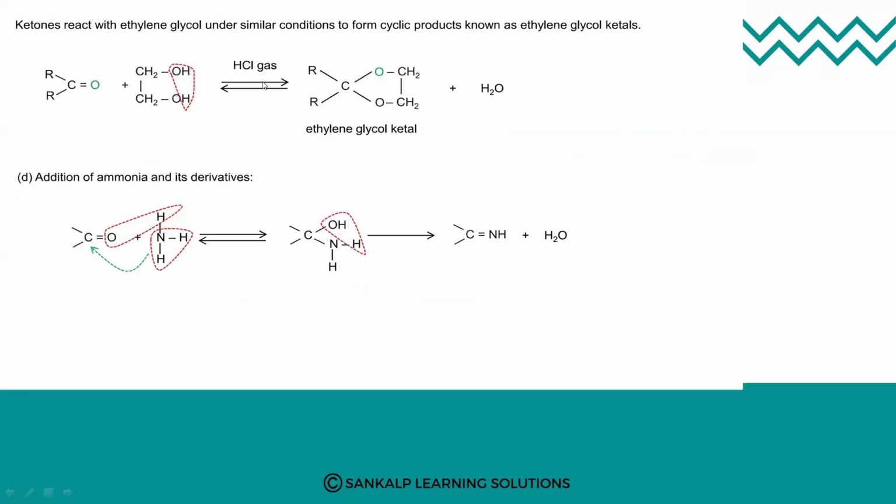So now let us see with ketones. If you have a ketone, how will it react? We have seen in the last class only up to the aldehydes, right? How aldehydes react with alcohols and form acetals and hemiacetals respectively. So now let us see how ketones react.